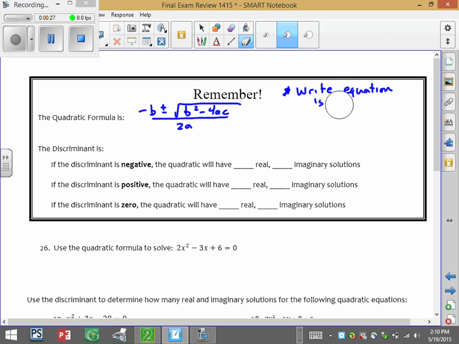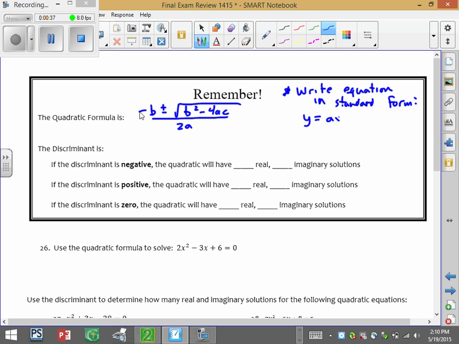Excuse me, in standard form. And just in case, that means you've written it as y equals ax squared plus bx plus c. Now, one of the uses of the quadratic formula is to find the discriminant, and the discriminant is just what's underneath the radical. No square root, just b squared minus 4ac.